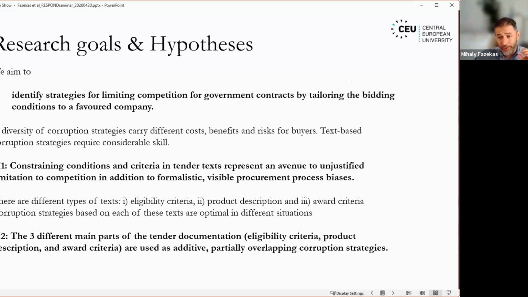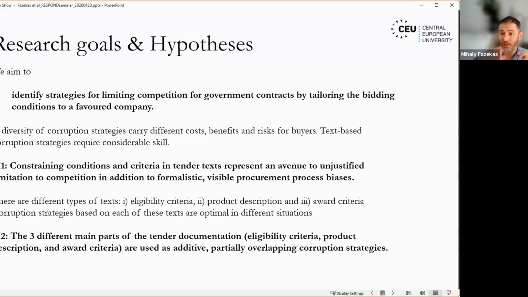So the goal of this paper is very straightforward. We want to identify those strategies, uncover them from the text, which are used for limiting competition for government contracts by tailoring the conditions to the favored company. And then there are two hypotheses, very straightforward, following from this question. The first one is that these text-based limitations to competition are in addition to formalistic visible procurement process biases. Okay, so if for whatever reason the big things, procedure type, advertisement period, and so on and so forth, are not practical, say you have to spend a lot of money, want to build a highway, then these techniques come into play. Yeah? Hypothesis number one.